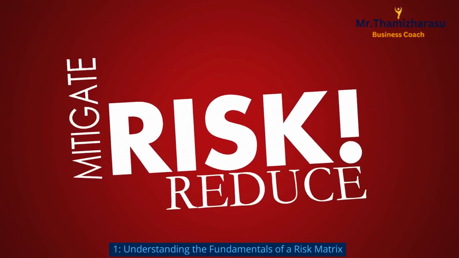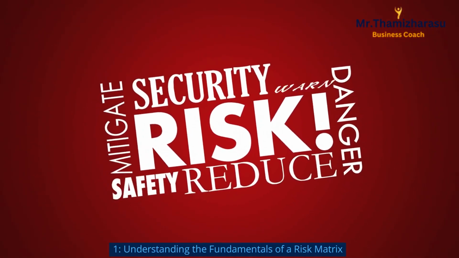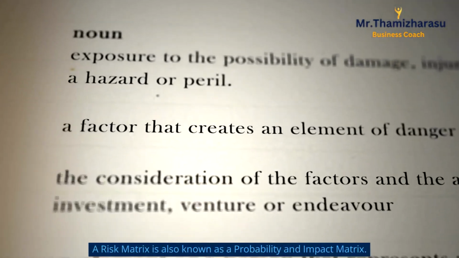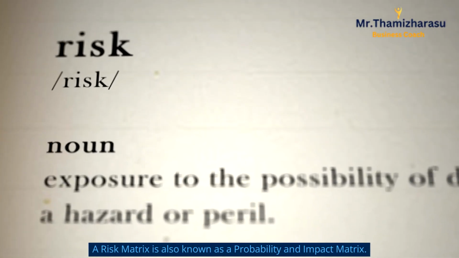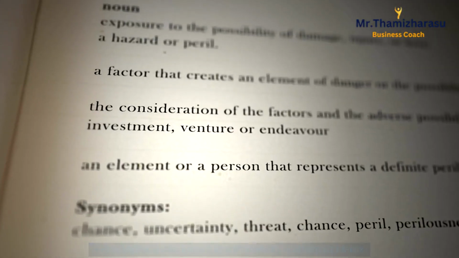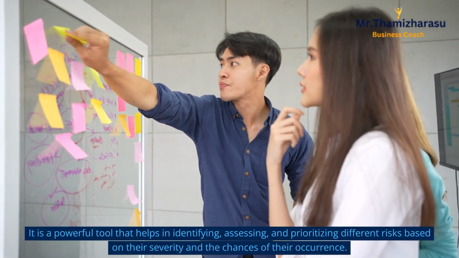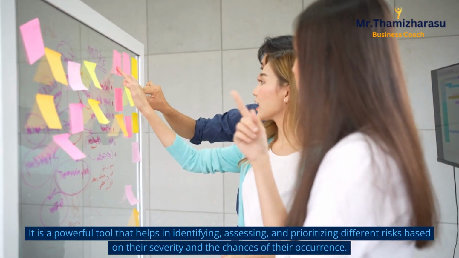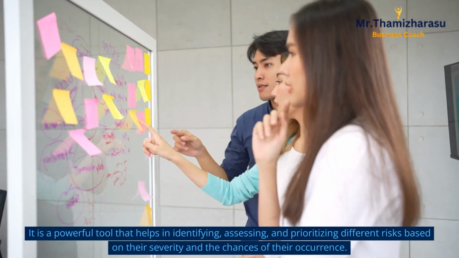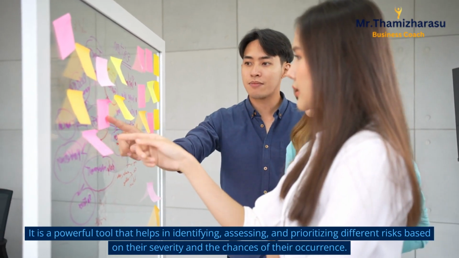Ready to dive in? 1. Understanding the fundamentals of a risk matrix. A risk matrix is also known as a probability and impact matrix. It is a powerful tool that helps in identifying, assessing, and prioritizing different risks based on their severity and the chances of their occurrence.